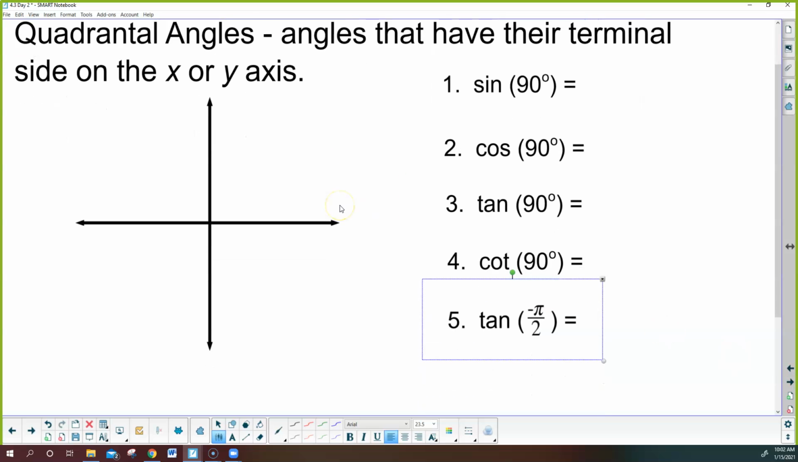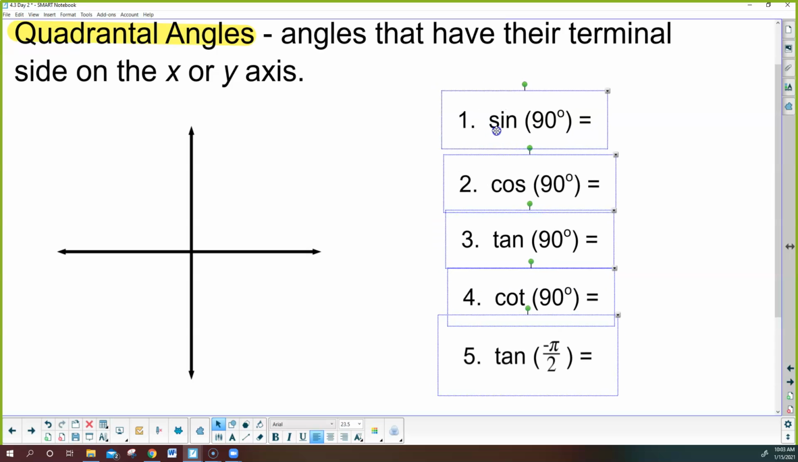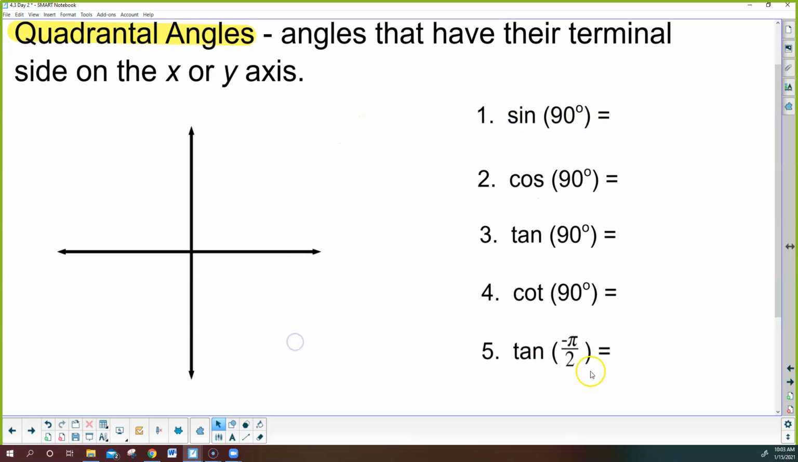Okay, so quadrantal angles. Miss Dwyer talked about this a little bit in the video. I want to really hit home how we approach these so you can understand what's going on. And there's one thing that we have to make an assumption for here, and I'll share that with you as you draw this out.